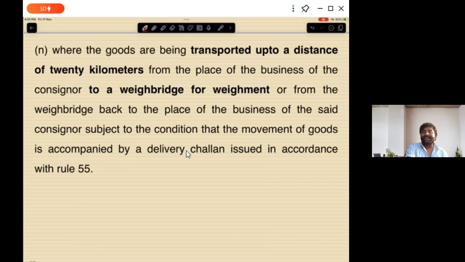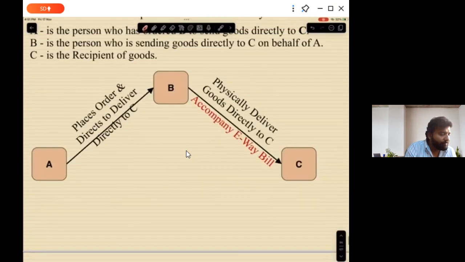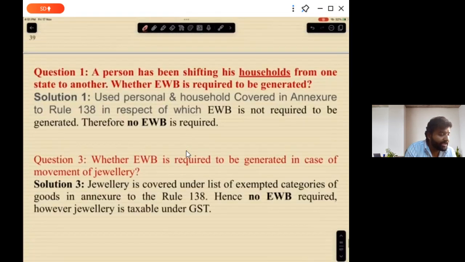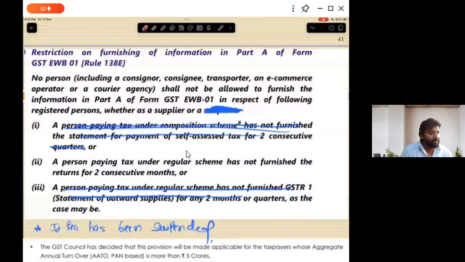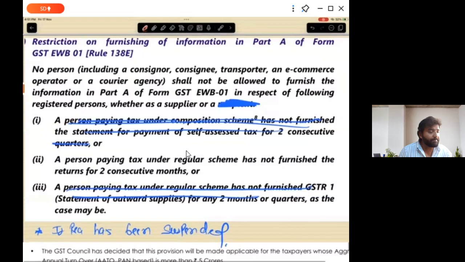So if the weighing scale is within the range of 20 kilometer, there is no e-way bill required for going to the weighing scale. Of course, it's a very short duration and very small route that you need to cover. So there is no requirement for any e-way bill there as well. After that, one more important thing that we need to discuss in case of e-way bill, this is very interesting. It is an amendment and it is very important.